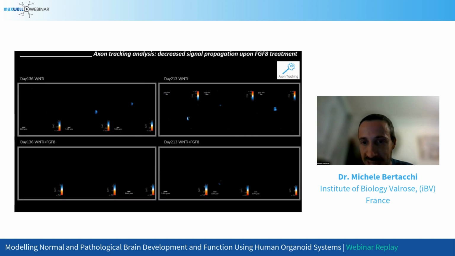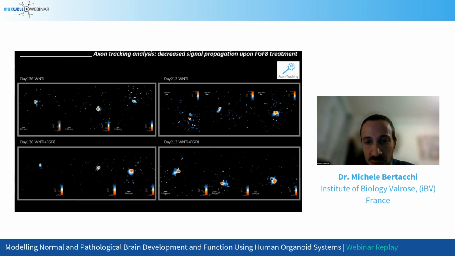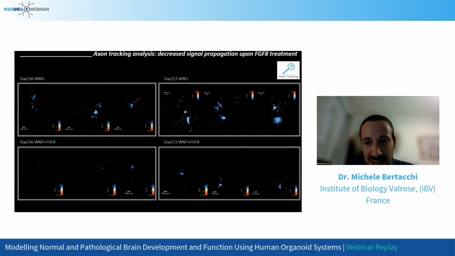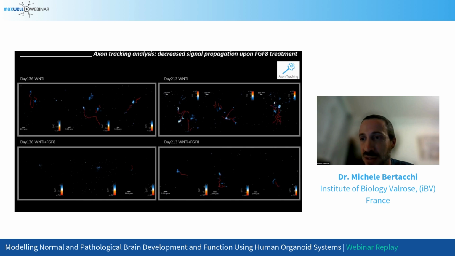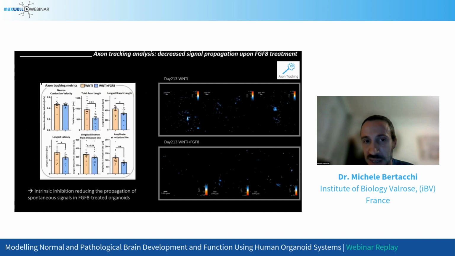But now let's go back again to our FGF8 story. This is what we found. You can see the initial signal, but then you can see that this signal struggles to travel around. So we have a decreased propagation of the signal.